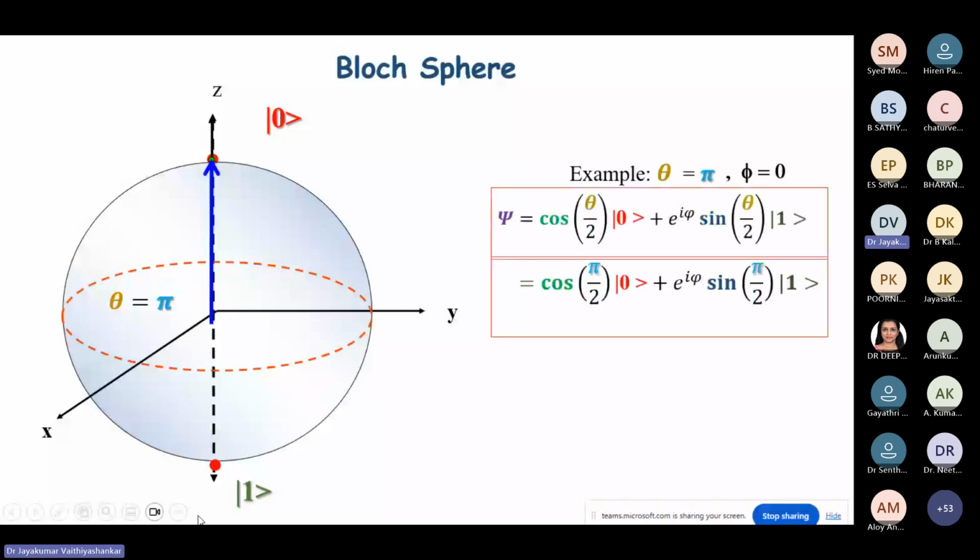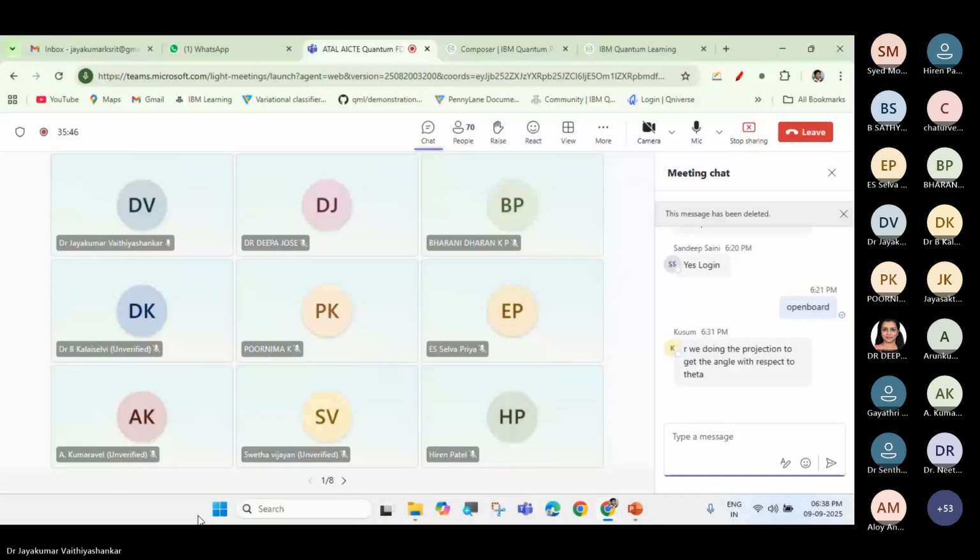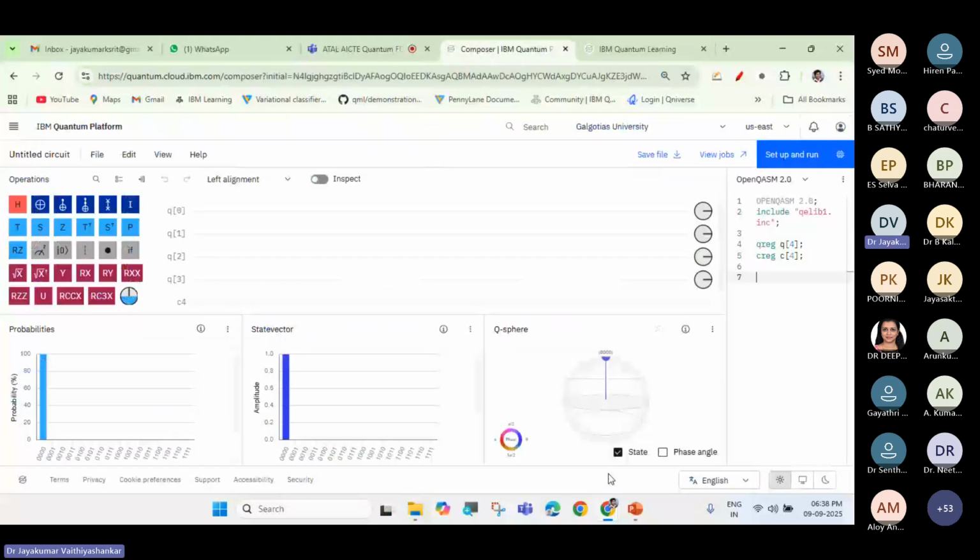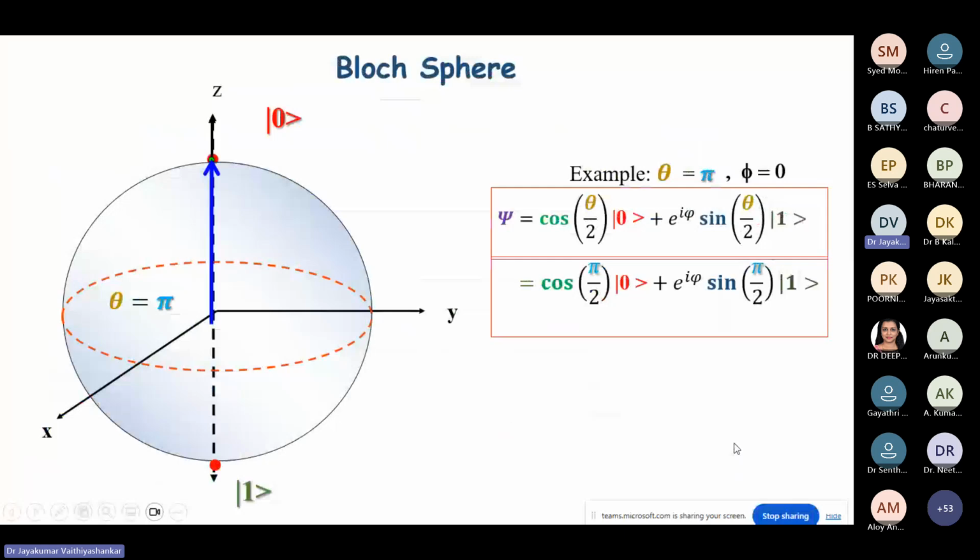Apply theta equal to pi and tell the answer. Cos pi by 2 multiplied with state 0, sin pi by 2 multiplied with state 1. Put it in the chat box. If theta equal to pi, what will happen? Negative unit vector in the z-axis. Exactly, sir. Z-axis only, but we need to be a little particular. It will go to state 1.